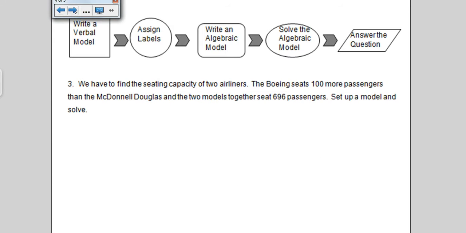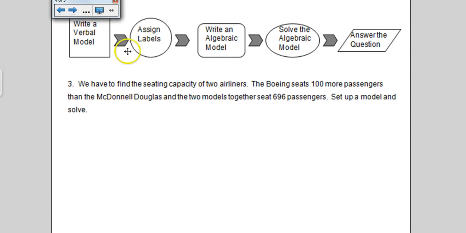And the next problem says we have to find the seating capacity of two airliners. The Boeing seats 100 more passengers than the McDonnell Douglas. And if I take one of each type of plane, the two models, I can seat a total of 696 passengers. Set up a model and solve.